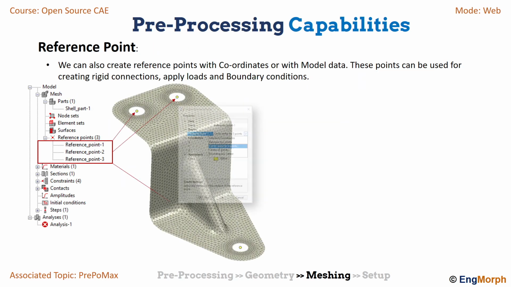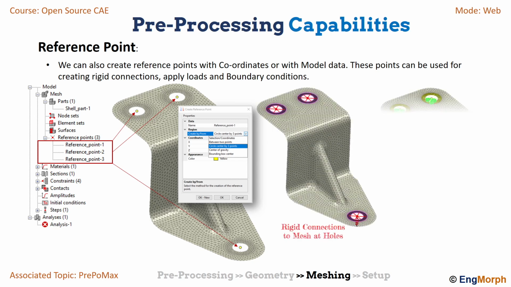Now, let's see what a reference point is and how to create it in PrePoMax. Reference points are geometric points created within the CAE environment. These are useful for creating points where a vertex is not present in the CAD model. In PrePoMax, we can create reference points by coordinate input or with model data.